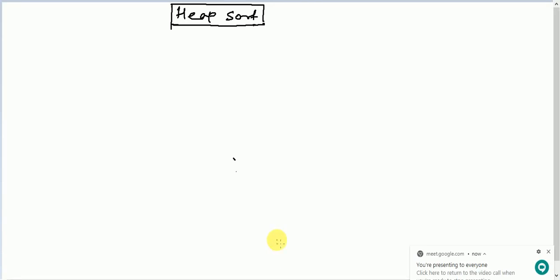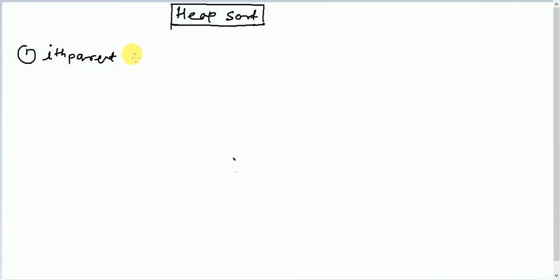Here we are going to start with heap sort. The first thing we learn here is that for the ith parent in the index, its left child in the heap we'll find at 2 into I plus 1, and its right child is found at 2 into I plus 2.